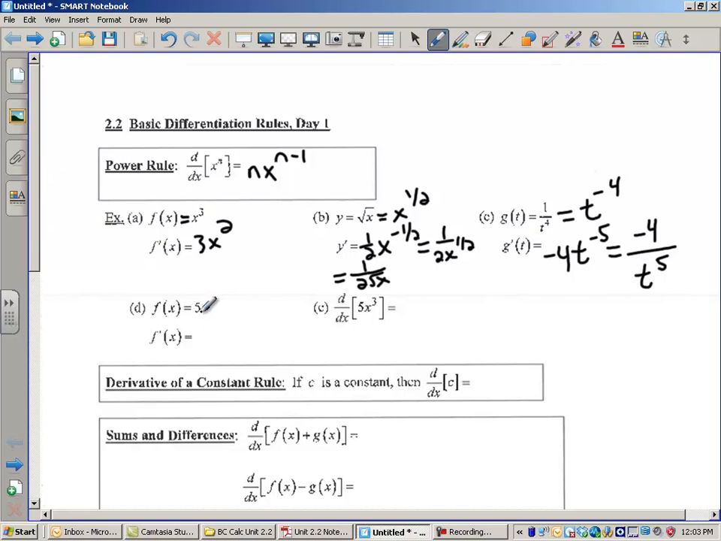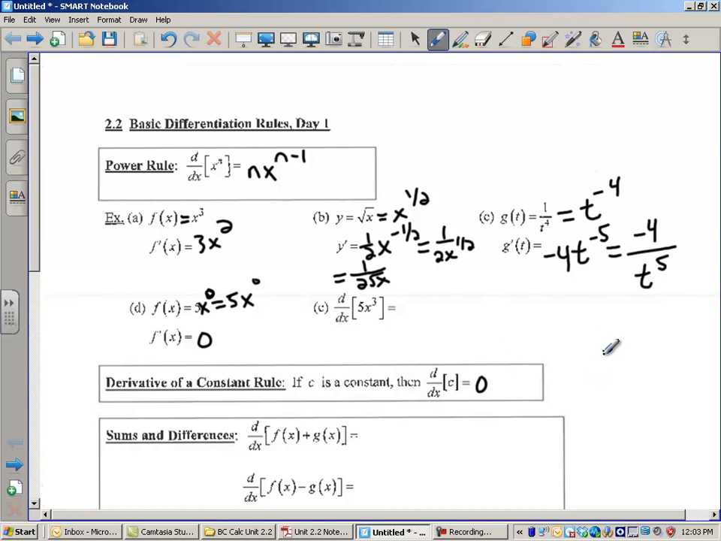What about 5? 5 doesn't have an x on it. Well, I guess we could tack an x on if we want, but it would have to be x to the 0, because x to the 0 is 1. So you could write this as 5x to the 0. Anything to the 0 power is 1, so that's still 5. And if you did your derivative rule, you would bring the 0 down, and 0 times 5 would knock it out and make the whole thing 0. And that's something let's go ahead and write down here. If c is a constant, like 5 is a constant number, the derivative of any constant is 0.